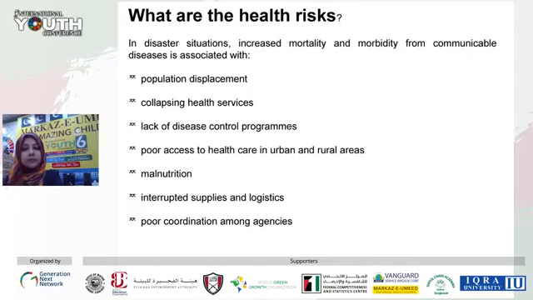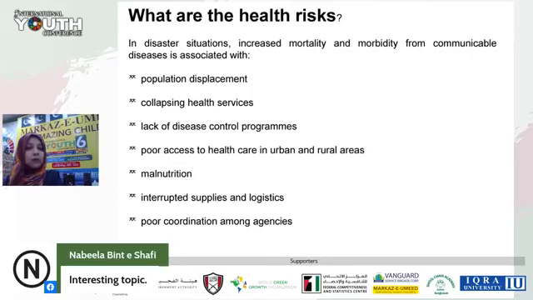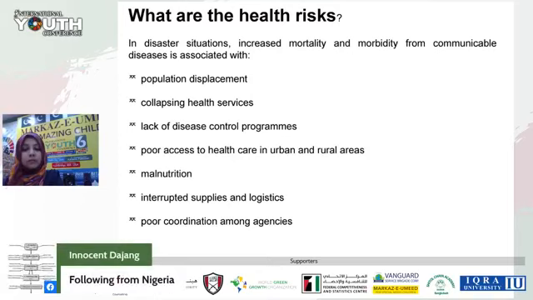Then what are the health risks? When we talk about disaster management, health risk is a very vast area. In a disaster situation, increased mortality and morbidity from communicable diseases is associated with population displacement, collapsing health services, and lack of disease control programs, like poor access to healthcare in urban and rural areas, and malnutrition. Nowadays we are facing a lot of this, along with interrupted supplies and logistics, and poor coordination among agencies, and disconnection from our urban areas.